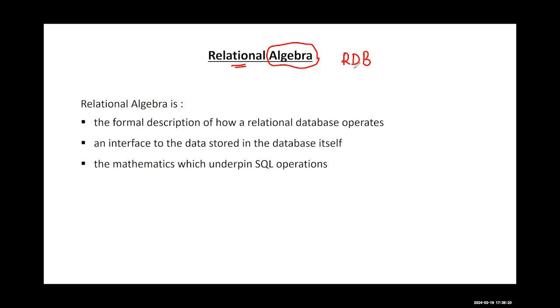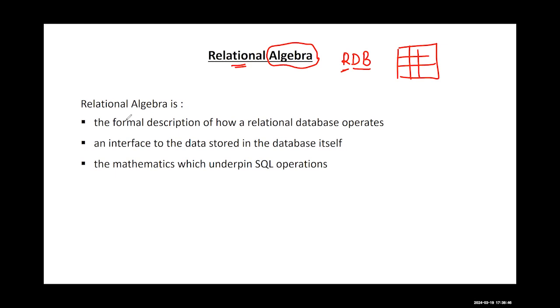So remember, a database is nothing but a collection of data. When this data is stored in the form of rows and columns, we call it a relational database. We have seen Codd's rules and different types of rules which define the relational database. Now, a certain set of operations that I am applying on this relational database is called relational algebra.